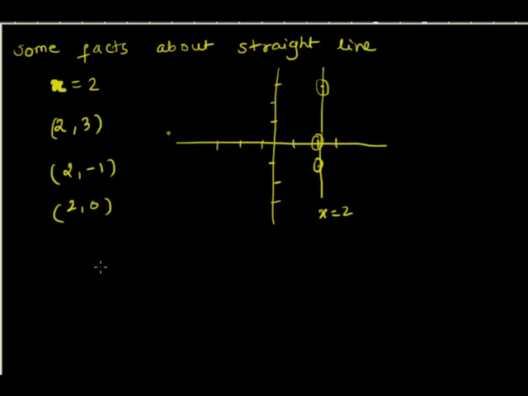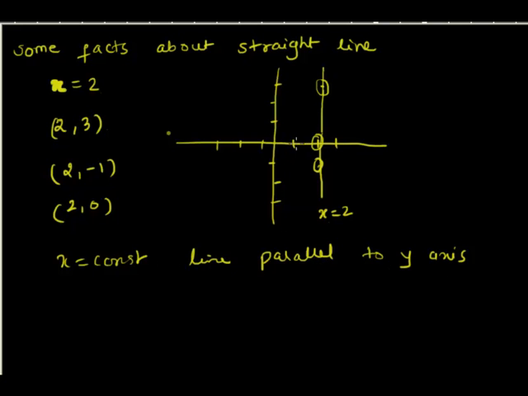So x equals 2 or x equals any constant is a line parallel to the y-axis. This is parallel to the y-axis. X equals constant is a line parallel to the y-axis.